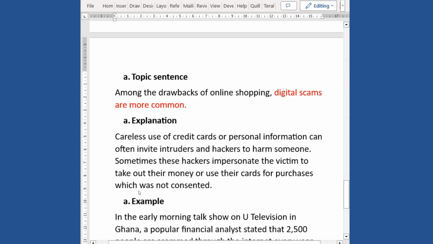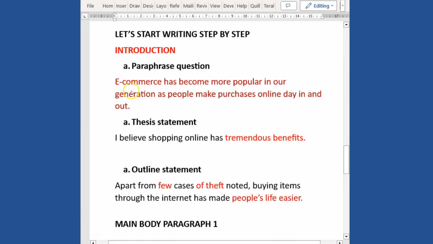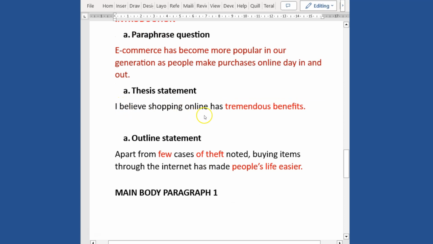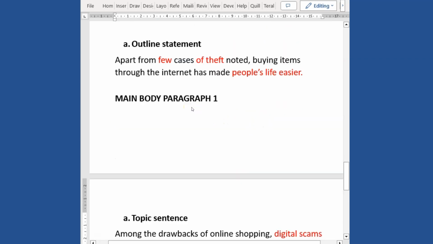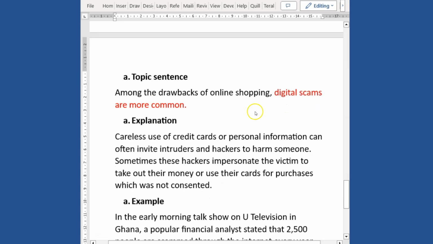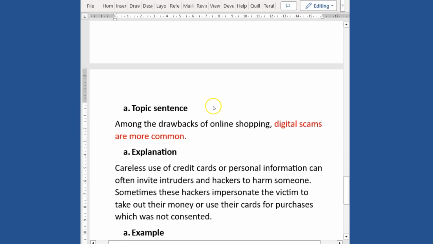All right, so let's look at the full paragraph and see how we dealt with the disadvantage. Remember, we have outlined, let's read. E-commerce has become more and more popular in our generation as people make purchases online day in and day out. I believe shopping online has tremendous benefits. Apart from few cases of theft noted, buying items through the internet has made people's life easier. Now I went to the topic sentence for my disadvantage. Among the drawbacks of shopping online, digital scams are more popular. So it's still talking about the cases of theft.